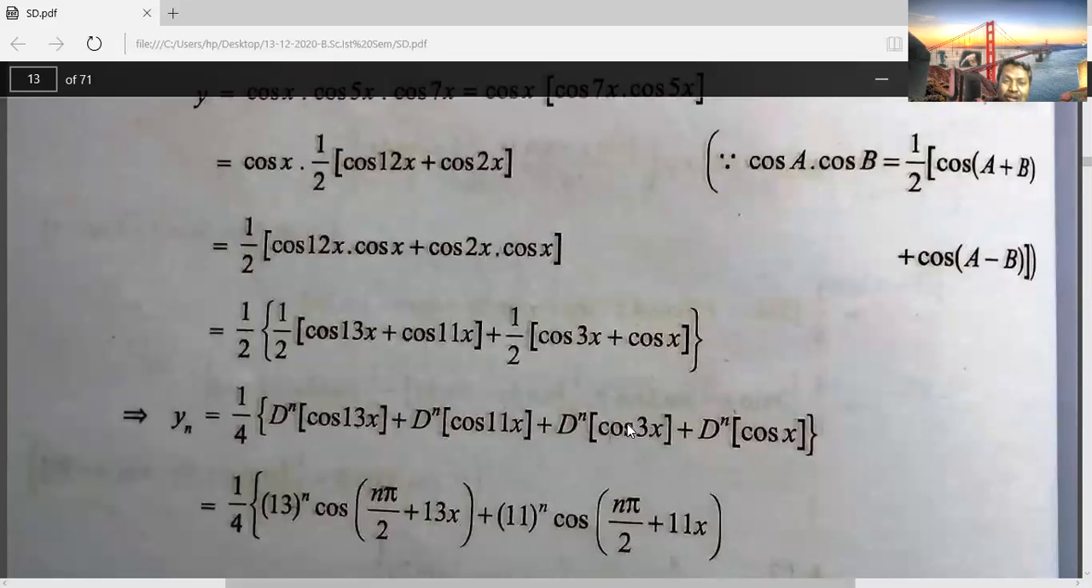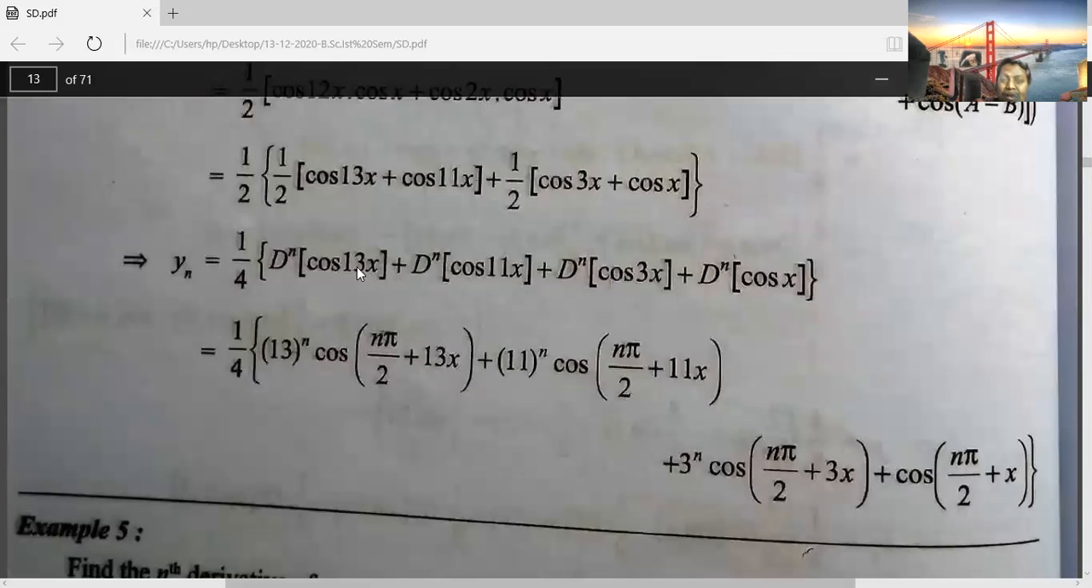Now here a is equal to how much? a is equal to 13, b equal to 0. Therefore a to the power n. In the previous case, sin(ax plus b) we took the same formula, but here with cos you are adding n pi by 2 to the angle, then into a to the power n. Here a to the power n means 13 to the power n cos(n pi by 2 plus that angle 13x). Similarly, for the remaining terms, because they all look like the formula cos(ax plus b), you write the same here. Okay, that is the case.